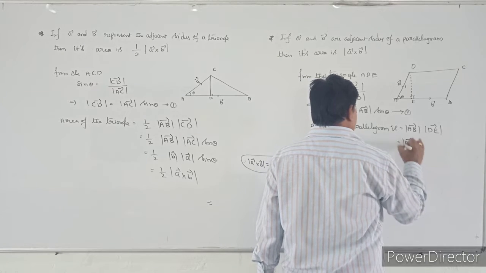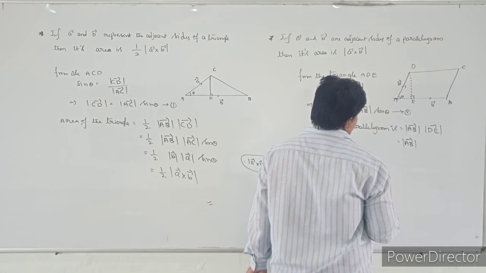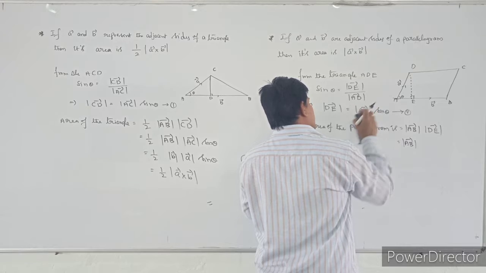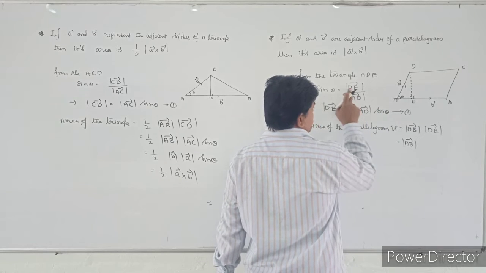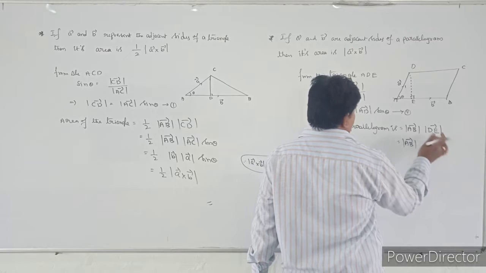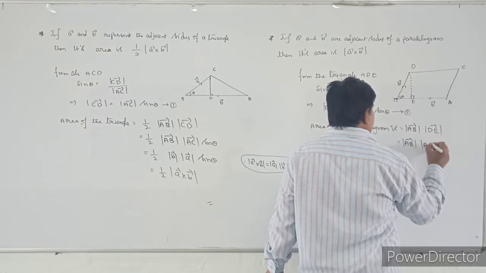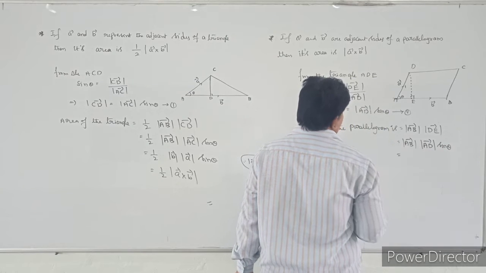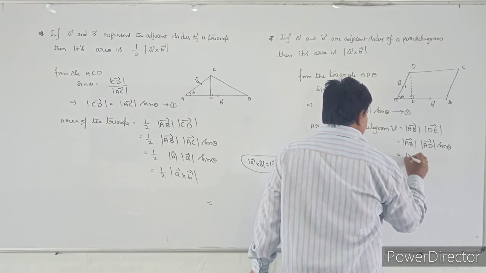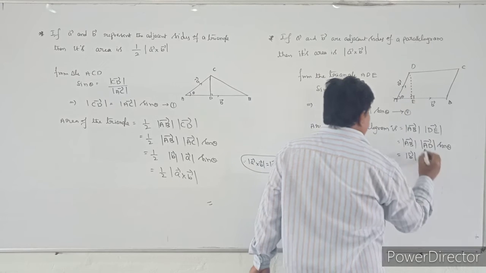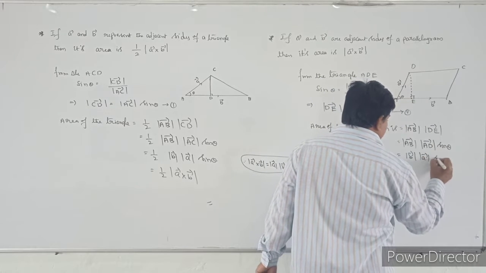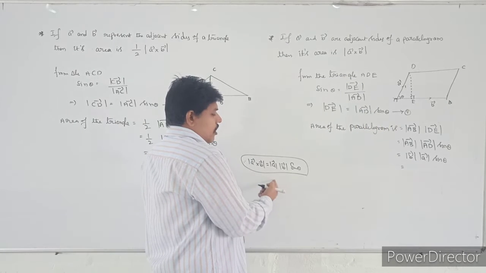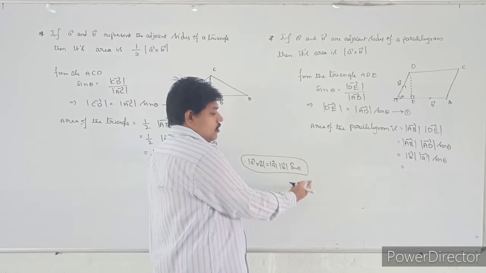Take the same, and what is DE? DE is nothing but, here it is AD, not AB. So DE is equal to mod AD into sin theta. So the DE value is mod AD bar into sin theta. AB is nothing but mod B bar. AD is nothing but mod A bar into sin theta. So the area is mod A mod B into sin theta.